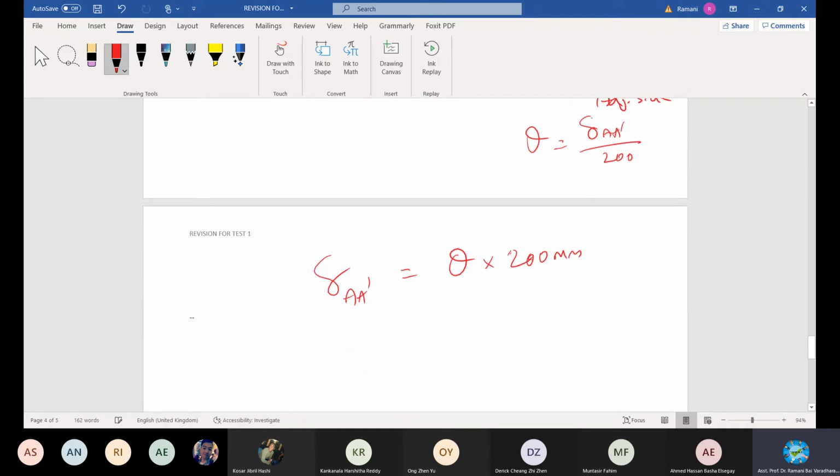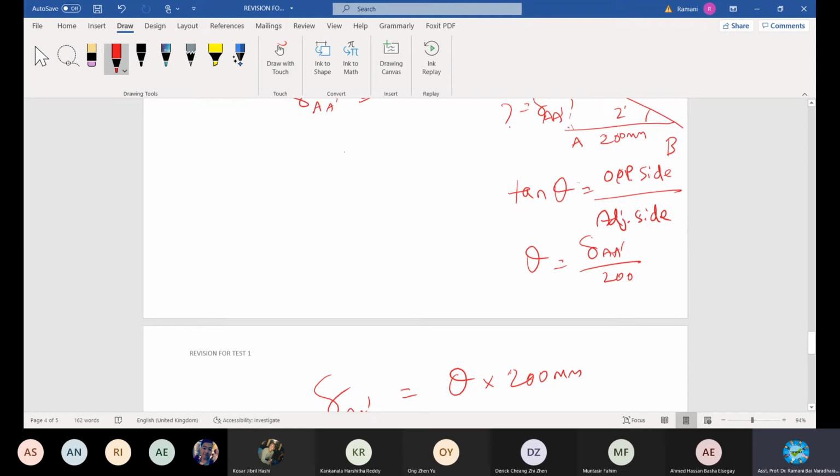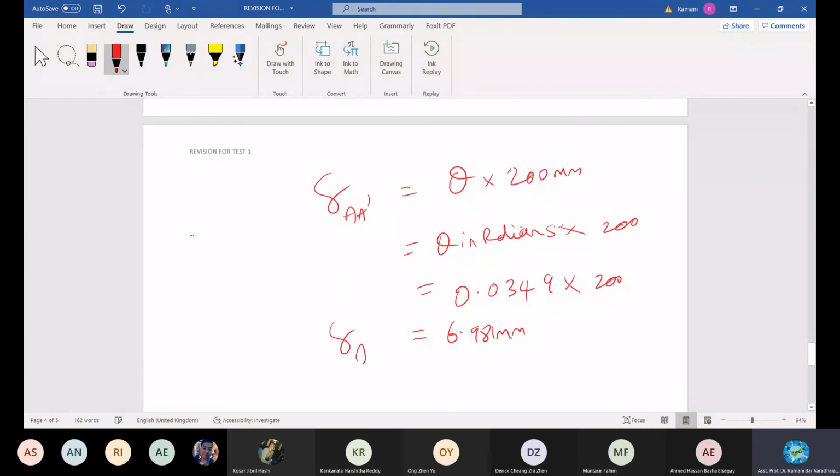My theta in radians is equal to the value you know, right? Can you substitute and give me the answer, please, quickly? 0.0349 times 200. What is the answer? 6.98 mm. You can keep 3 digits; you always keep 3 digits. 6.981 mm. This is the value of delta A dash.